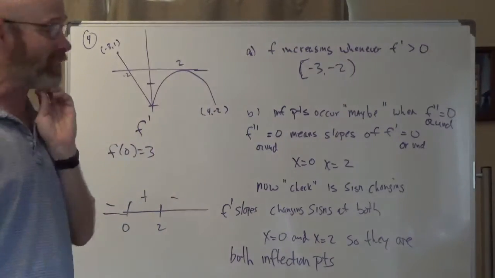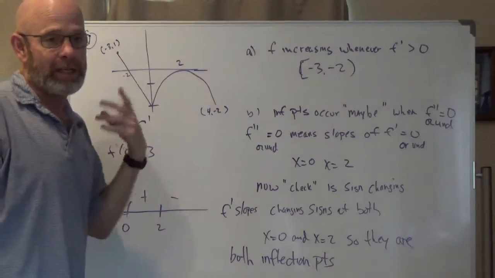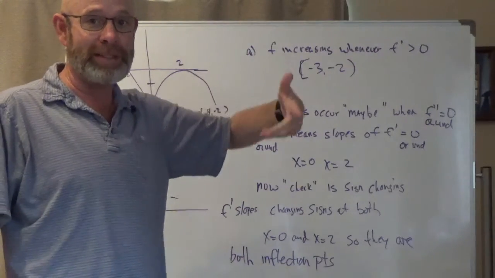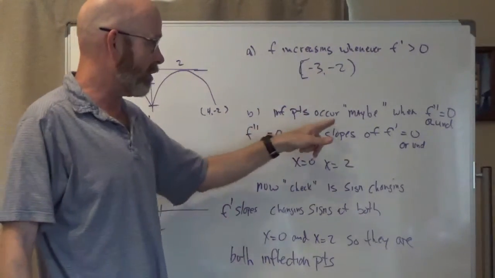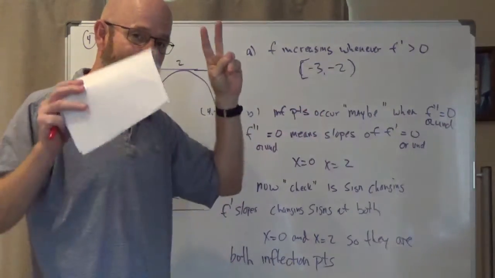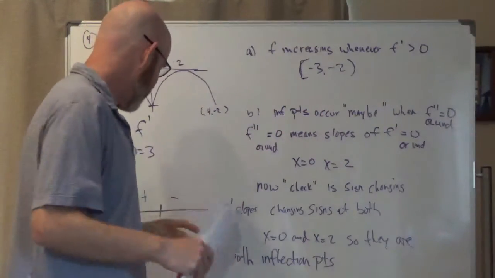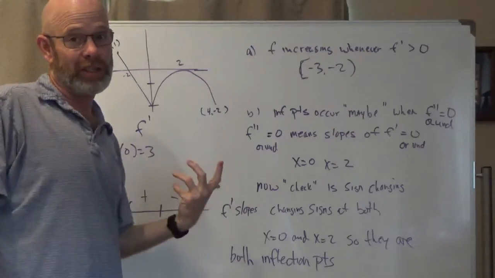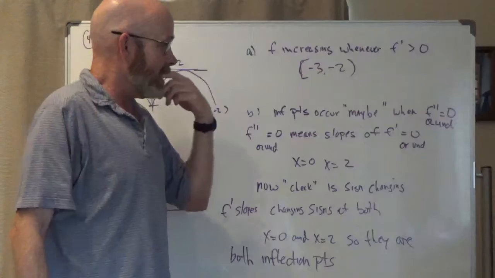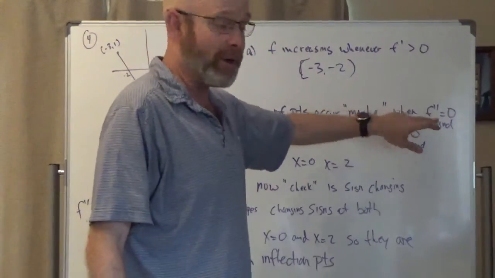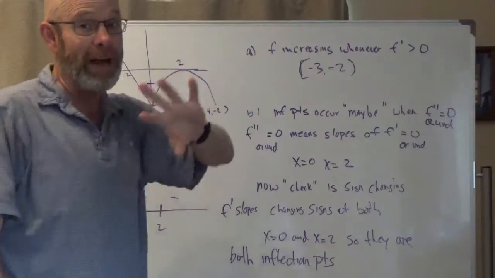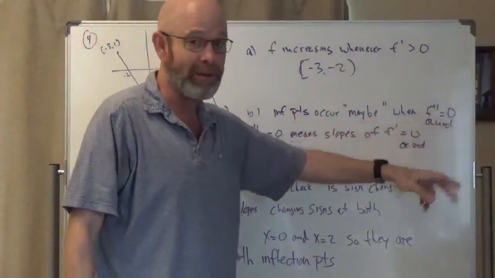Part B says find the inflection points. Justify your answer. So again, forget about the picture. Just think inflection points means second derivative equaling 0. So I put inflection points occur when the second derivative is 0 maybe, because remember those are just our starting point. We still have to check to make sure the signs are changing there. They might show up as critical points, but then those signs might not change. So I want to know when the second derivative is 0 or undefined.